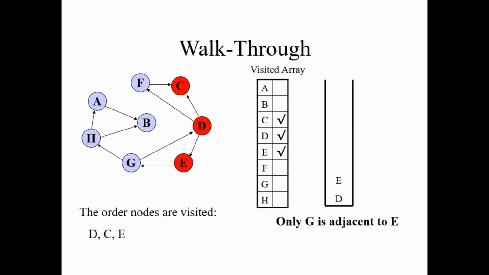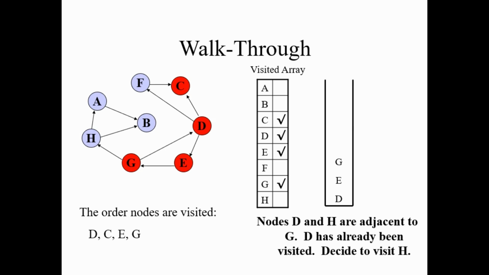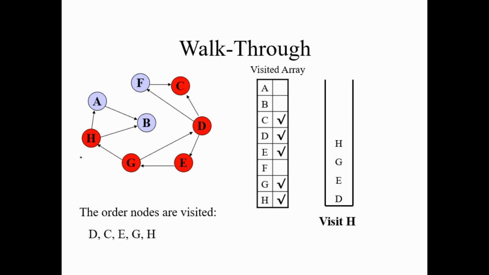Okay, so we mark it and push it into the stack. From G we can go two ways, H and D. Because we are following alphabetical order, we will start with D. D has already been visited, or it has been marked, so we will not visit D. So H is the only option here, so we will visit H next. When we visit H, we mark it and push it into the stack.